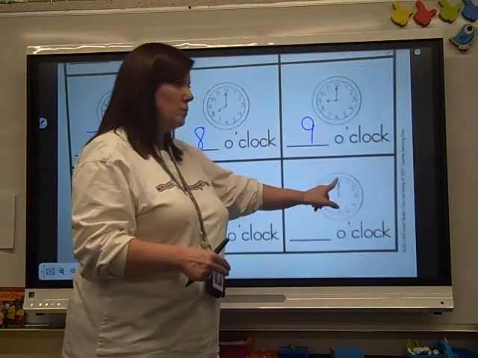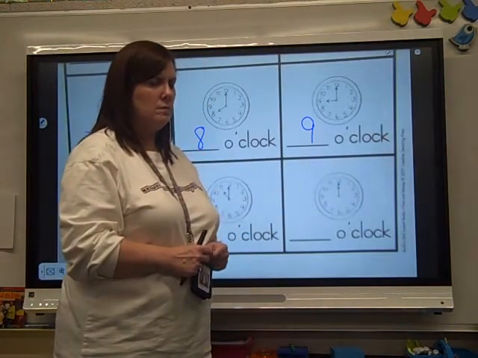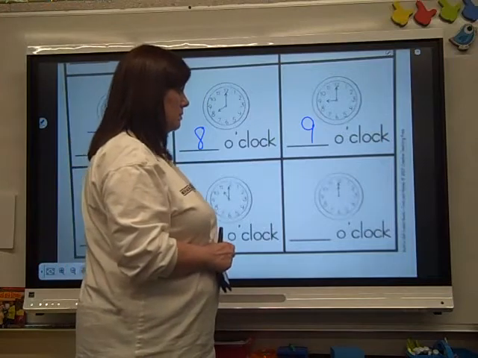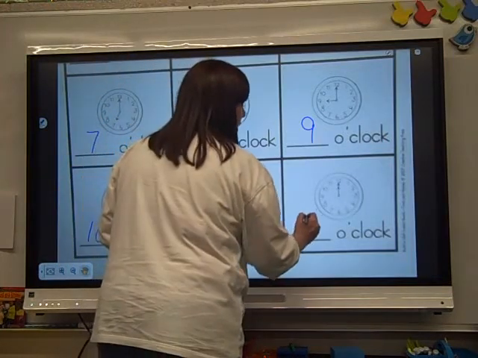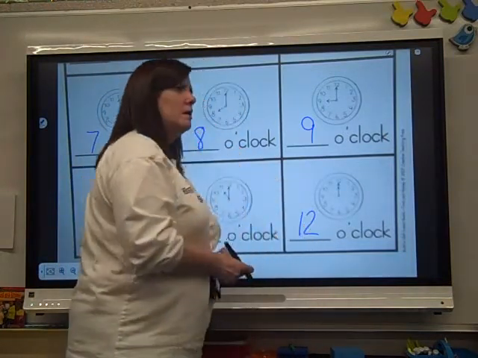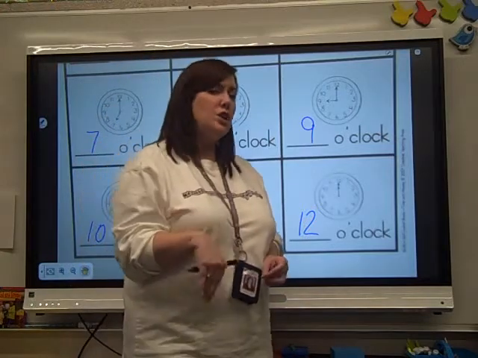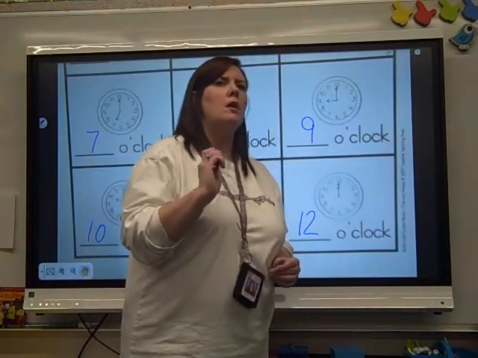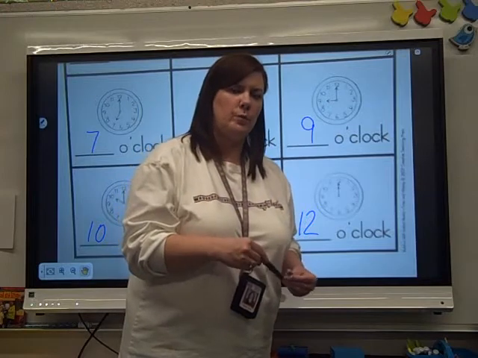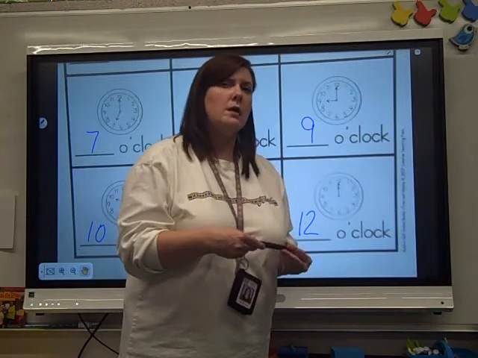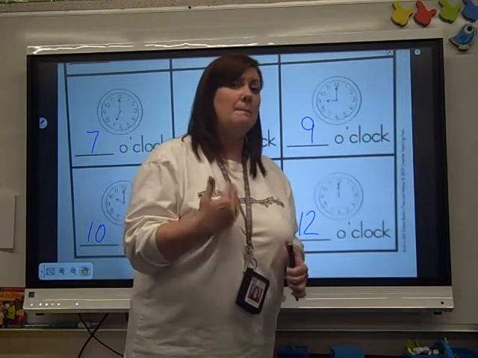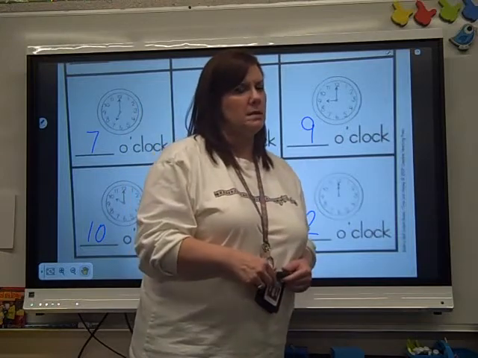Look at that shorthand. What number is it pointing to? It's pointing to the 12, so it's 12 o'clock. All right? Here at school, 12 o'clock noon, we're in Miss Lawson's room for reading class. 12 o'clock at night, midnight, hopefully you're in bed asleep.